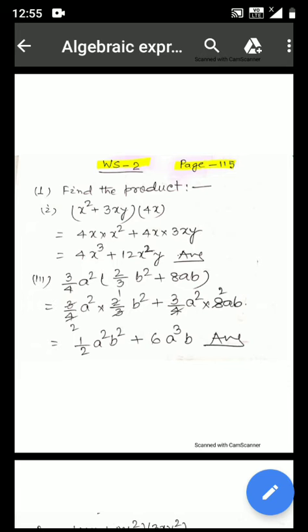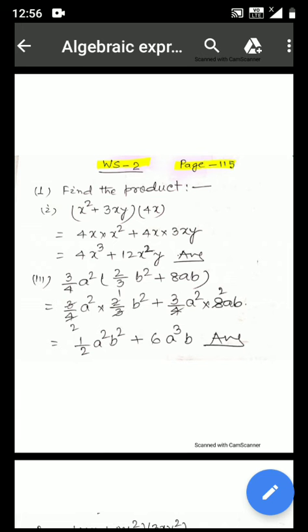Now worksheet 2, page 115. Find the product of monomial by binomial. So question number 1, x square plus 3xy multiply 4x. Now you have learned in the previous classes, use the distributive property. So x square plus 3xy binomial multiply by the monomial 4x. So 4x multiply x square plus 4x multiply 3xy. You will get 4x cube plus 4 threes are 12, 12 x square y.